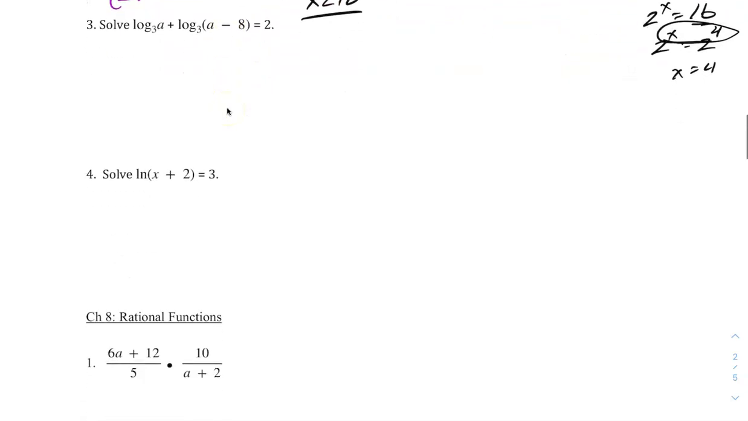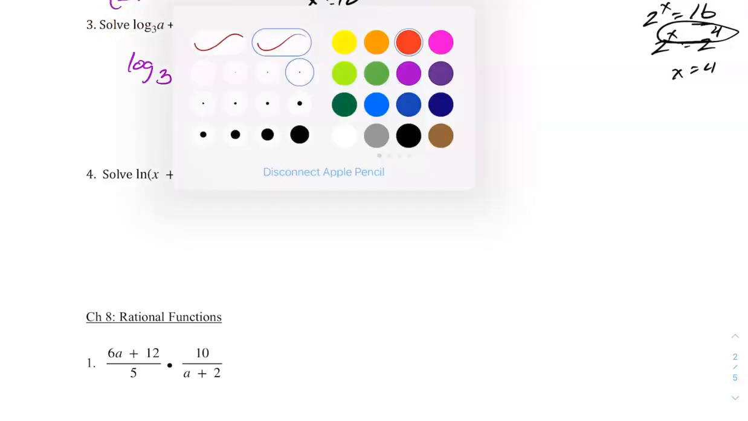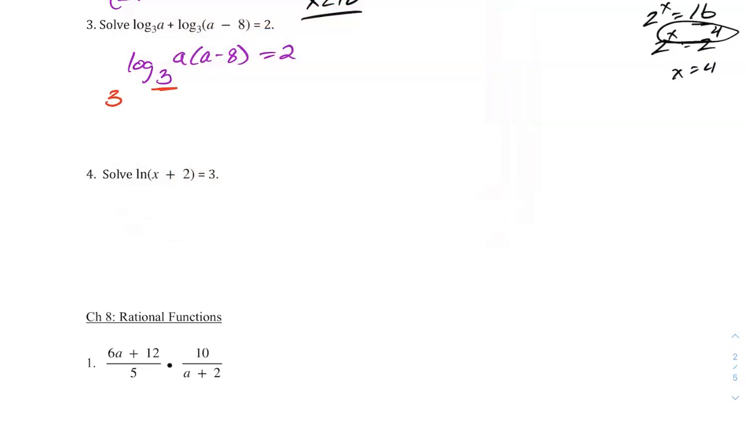Gotta solve a log problem. Remember, the first thing to do here, you cannot get rid of the bases yet. You gotta condense it. So plus in logs means multiply. So this is going to be log base 3 of a times a minus 8 equals 2. Now we get rid of logs, like the way we always get rid of logs. So take the base to both sides. So these cancel out, and you get a times a minus 8 equals 3 squared.